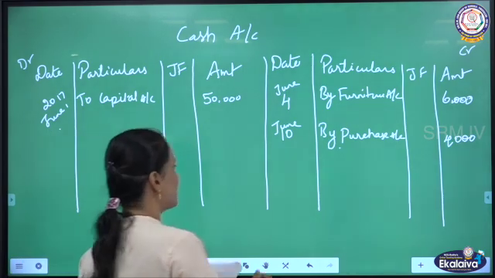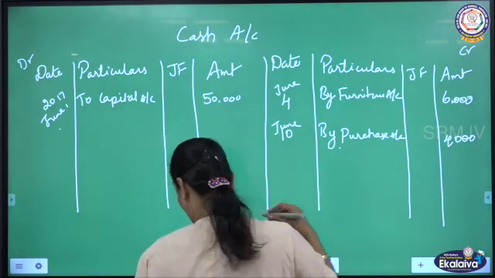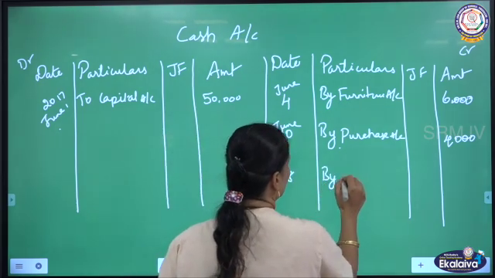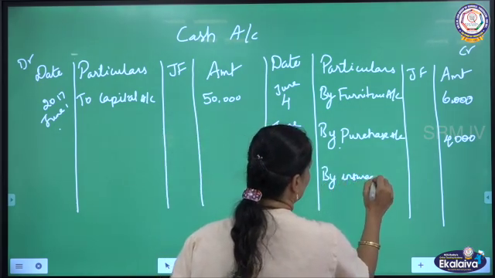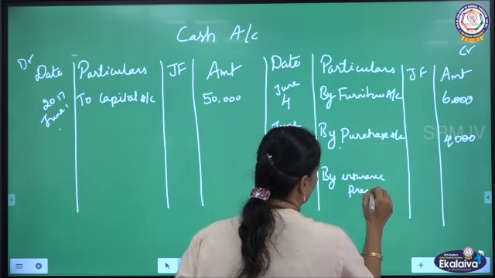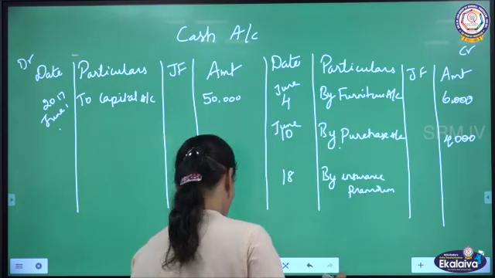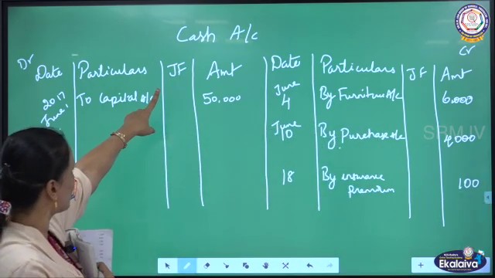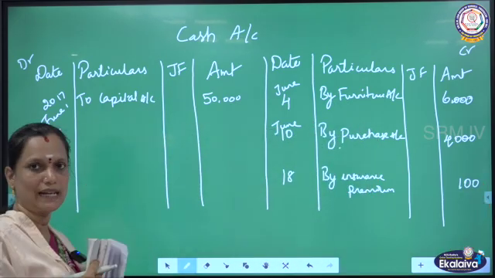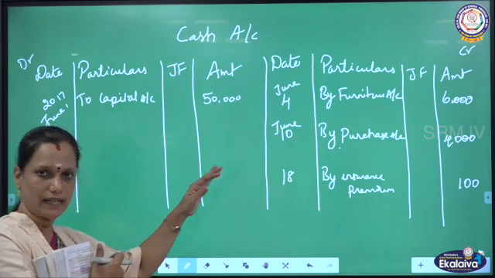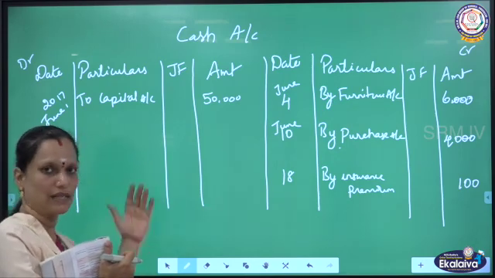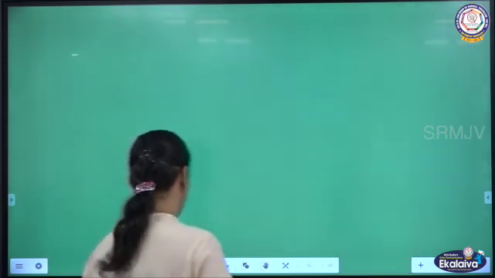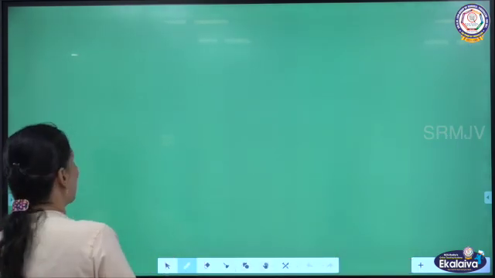Okay, and then paid insurance premium. So, insurance premium is also an expense. So, automatically it will come to the credit side. So, by insurance premium. Okay, how much? 100 rupees. So, first we should open the cash account, and then whatever we are debiting in the journal we have to credit here, and whatever we are crediting we have to debit here. Okay. So, first the cash account is over.